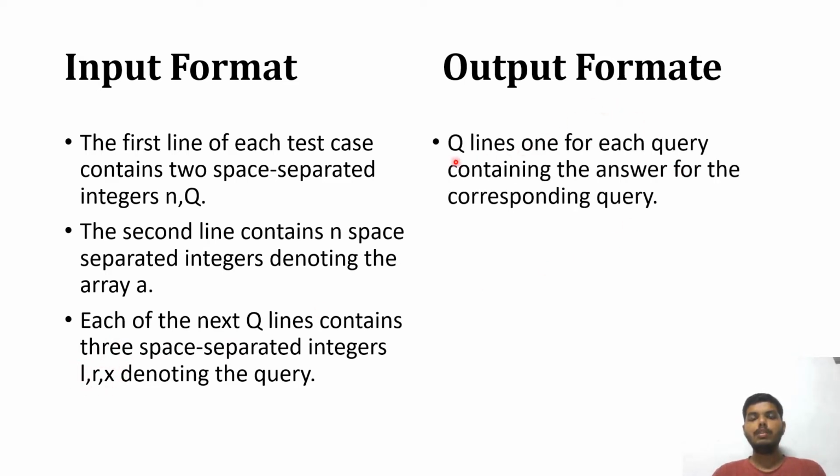In the output format, you need to print Q lines, one for each query, containing the answer for the corresponding query. Which means we need to output Q lines and provide the answer to each query.